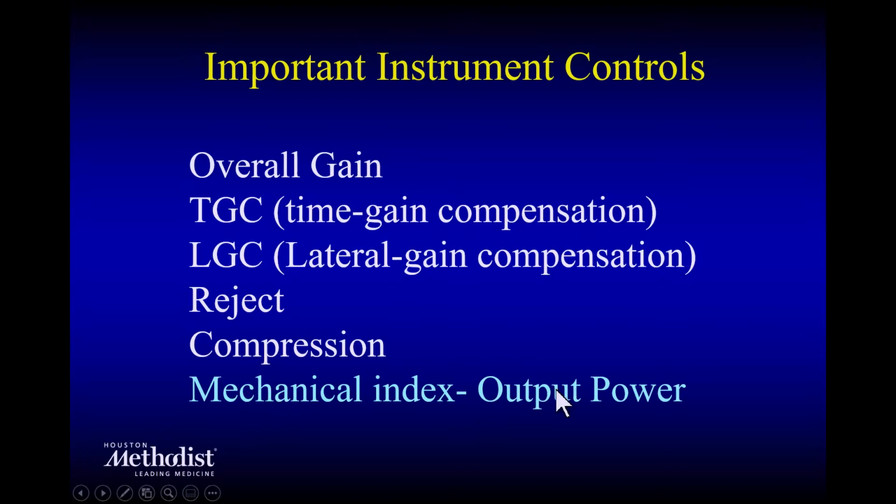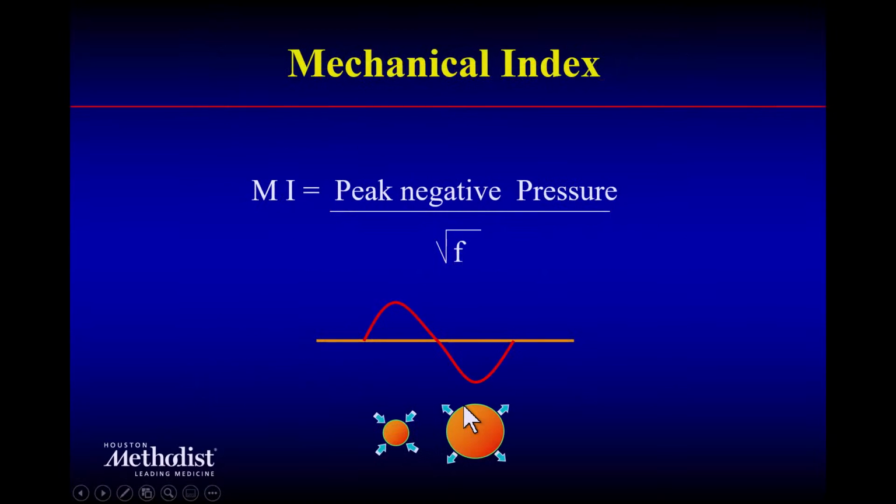And the only thing that you're changing truly in energy sent towards this heart, if you will, or any vessels that you're imaging, is the mechanical index of the output power of that transducer. If you take a look at the mechanical index itself, which is that power, basically it is peak negative pressure divided by square root of the frequency.